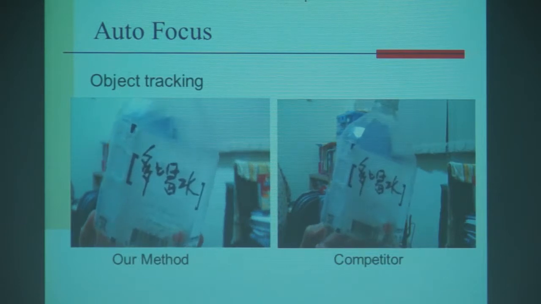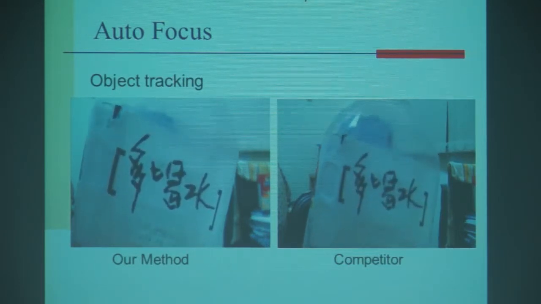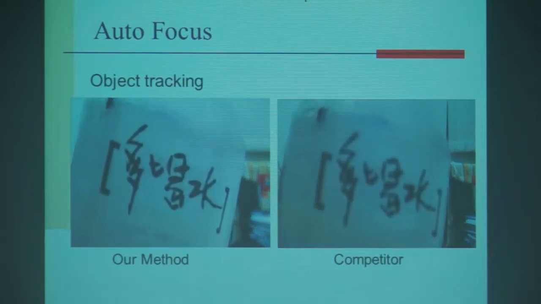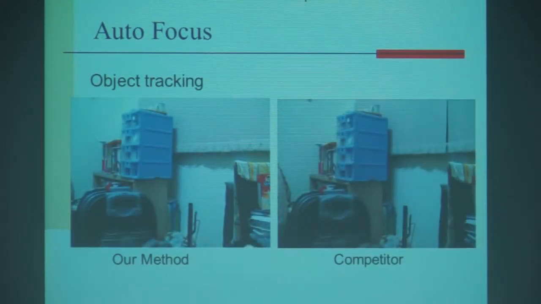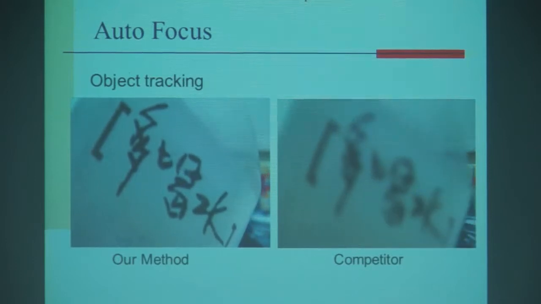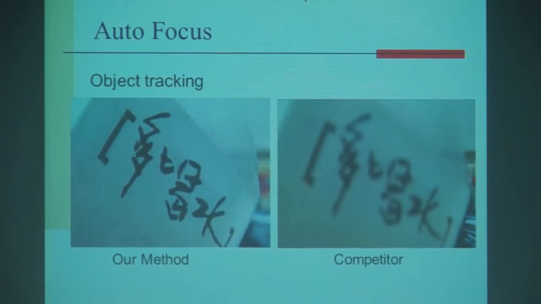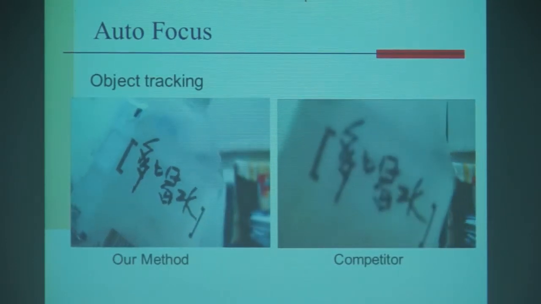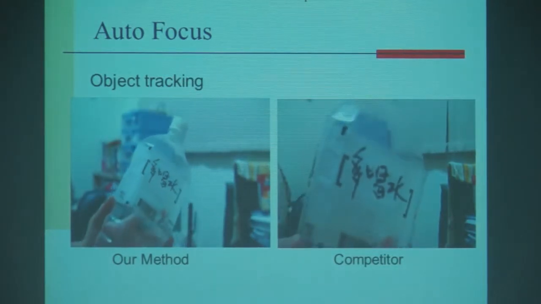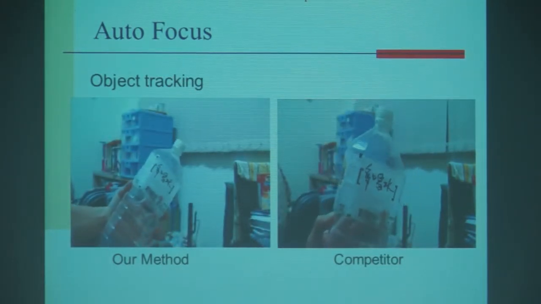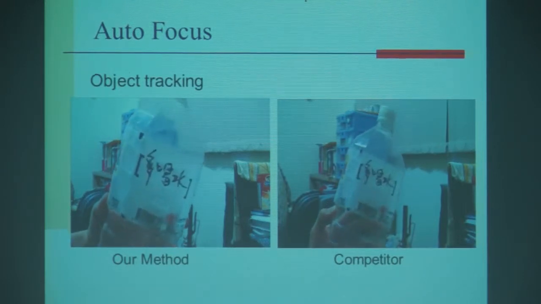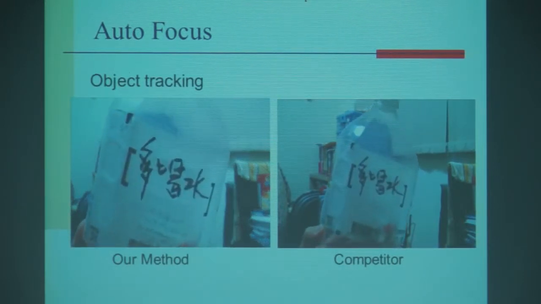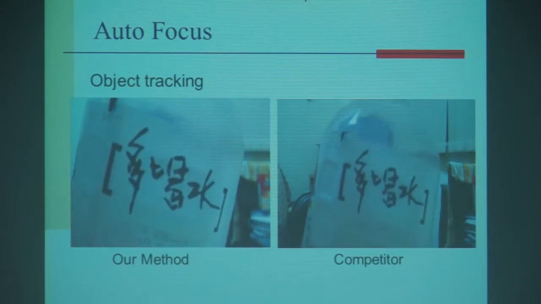The limit of our method is the actual limit of the optical device. If the lens can image at, let's say, 3 centimeters, then our autofocus technology can deliver that kind of performance without any degradation. Okay, so this is for object tracking. Again, you have to tell me if you are not happy with this result, then my student will have to stay in the lab for 1 more year.